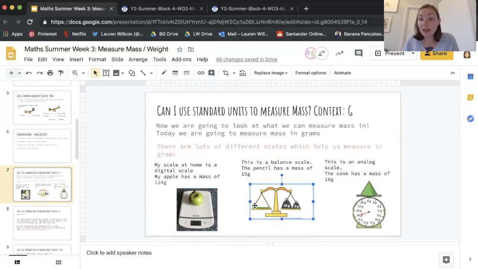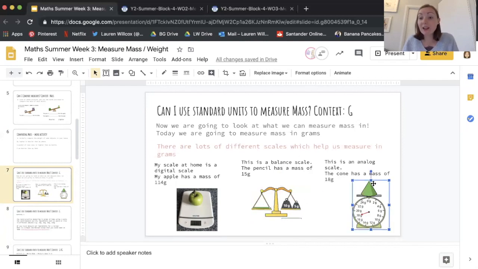This one is what you're going to see on your White Rose slides today. It's a balance scale. You might remember using those at school. We used to fill them with cubes or things so that we could see which objects were heavier or lighter. But here, there are some gram weights. So you might remember using those in school as well. This is a balance scale. The pencil has a mass of 15 grams. So you can see the balance is even. That means the pencil is equal to these weights, and the weights are 15 grams, 10 and 5.